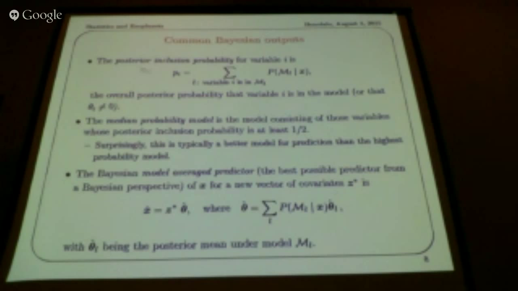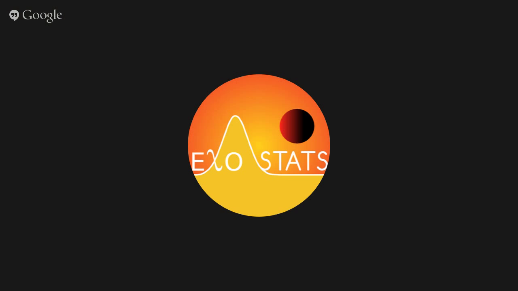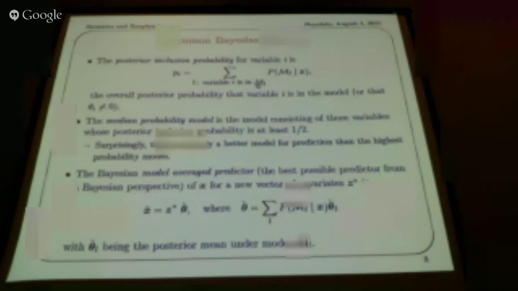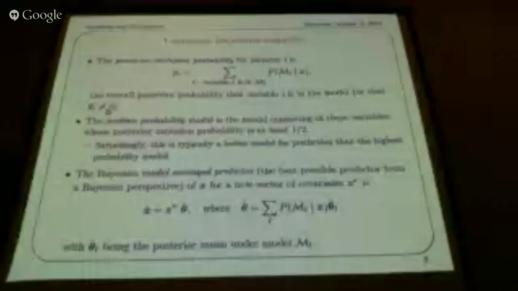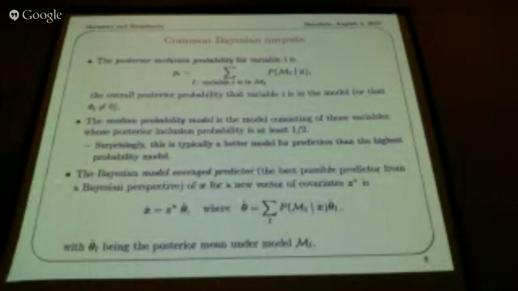One such basic quantity would be the posterior inclusion probability for a particular variable. If I want to know whether theta 1 should be in the model, I want to compute the probability that covariate x1 should be in the model, that theta 1 is non-zero. How you find that is you look at all of the models that contain that variable, for which theta 1 is not zero. You find all of those models, you add up the posterior probability, and that turns out to be what you want.